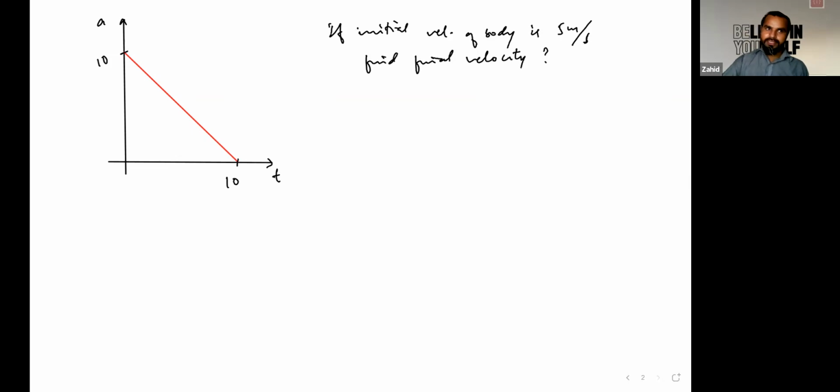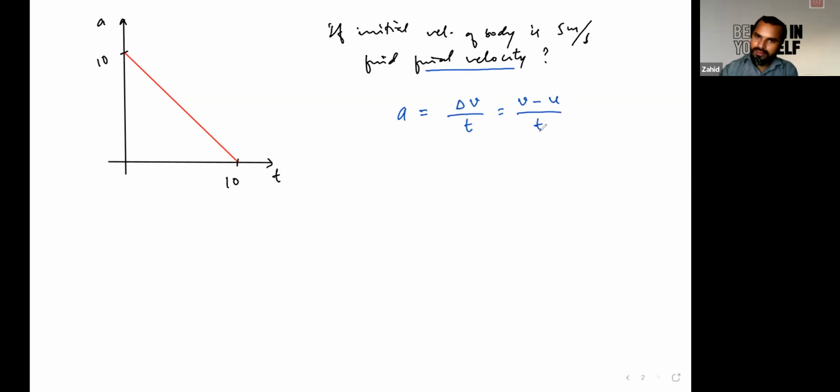Here's a graph of acceleration versus time for a body whose initial velocity is 5 meters per second, and acceleration is going this way. So how do we define the final velocity from this graph? We have learned a relation: acceleration is nothing but change in velocity over time taken, or we can simply write it as v minus u divided by time taken.